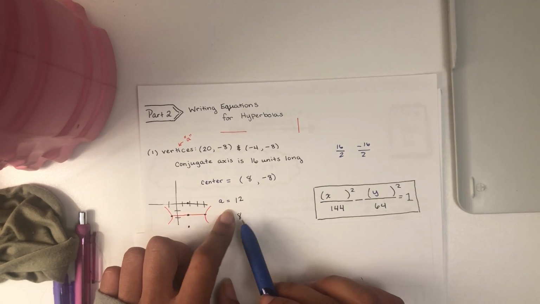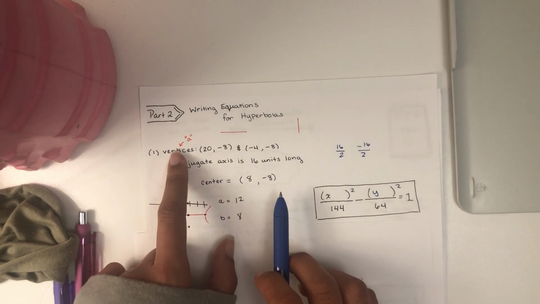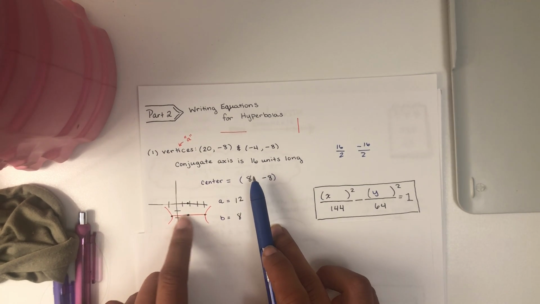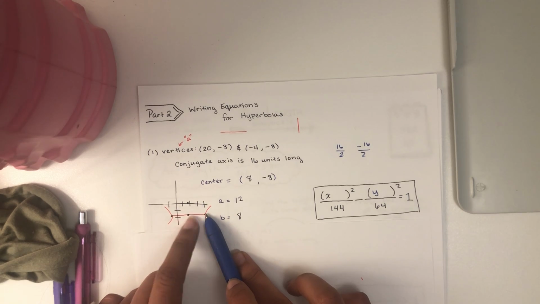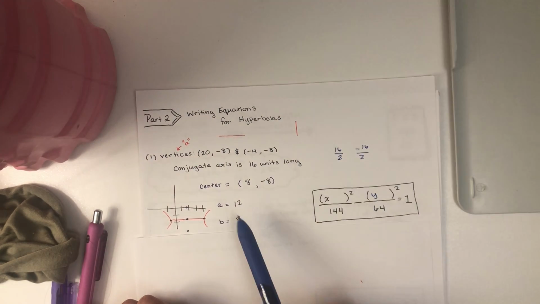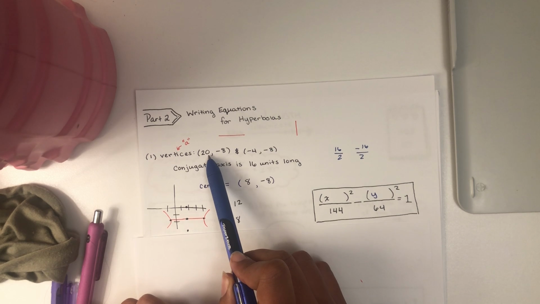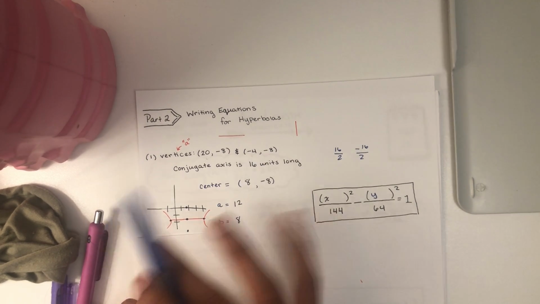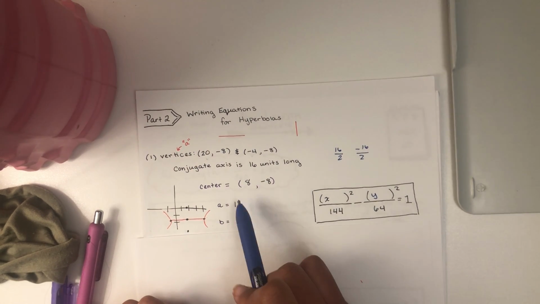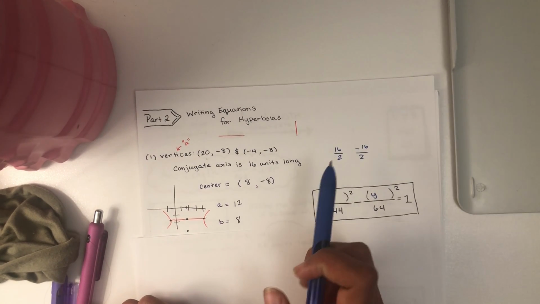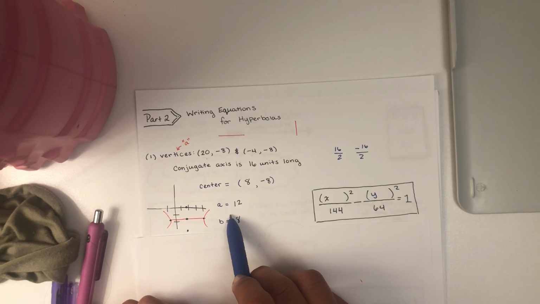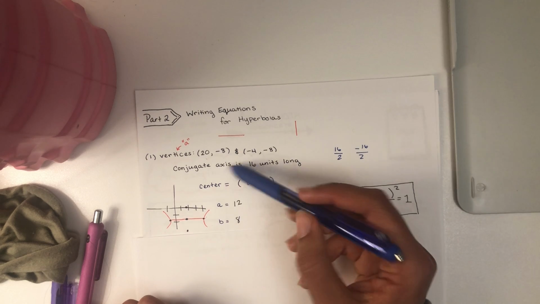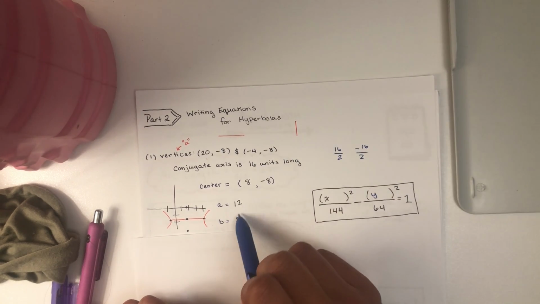Now, when I want to figure out my A, and my A refers to the vertices. So what is the length of this line, right? Because the length of this line divided by 2, half of it, is going to tell me what my A is. You could also just do it like this, right? So from 20 to -4, that's a total of 24 units. 24 divided by 2 is 12. Or count it out, doesn't matter. Now your B is referring to the conjugate axis, right? So it's a total of 16 units. 16 divided by 2 is 8.